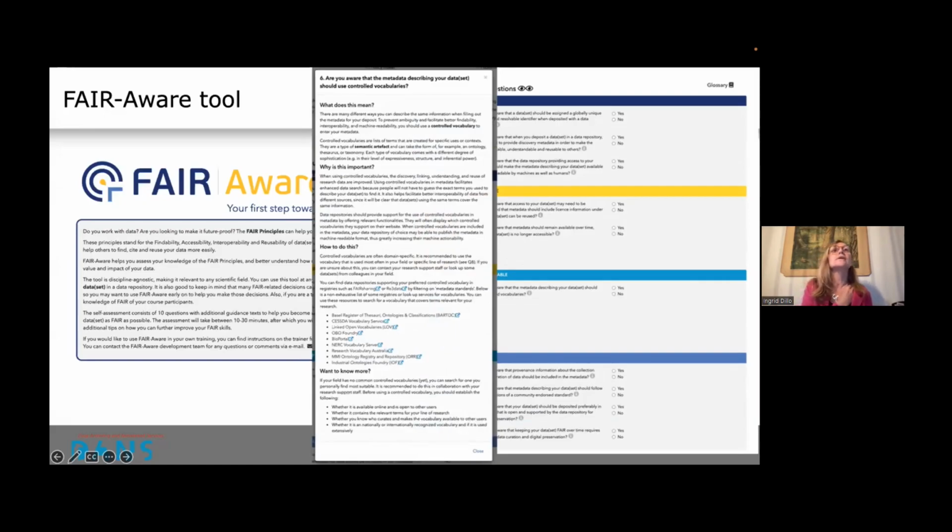It's a question around metadata and semantics, then there is an explanation of what that means and why it is important, and how a researcher can go about taking care of that. It talks about controlled vocabularies, and it also points the researcher to more information. So really an awareness raising tool for researchers to get them underway with research data management.